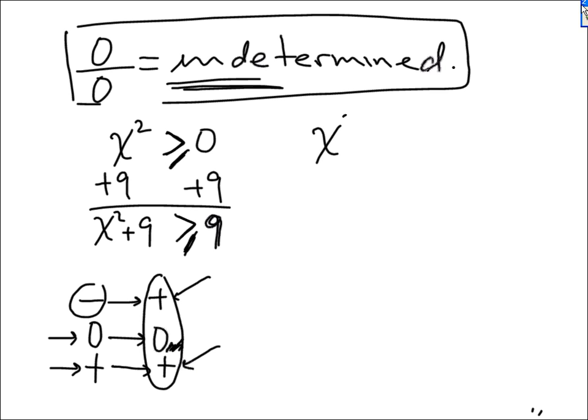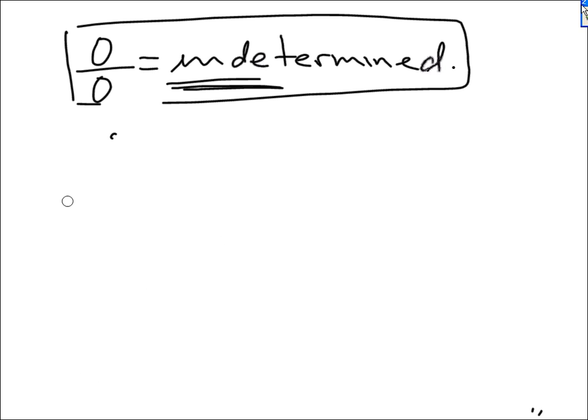So if the top is 9, and the bottom is 9, and the top and bottom are the same, this is always 1. Always 1. It'll never be 0 over 0. It'll never be indeterminate. Okay, while we're at it, let me give you 2 other cases.